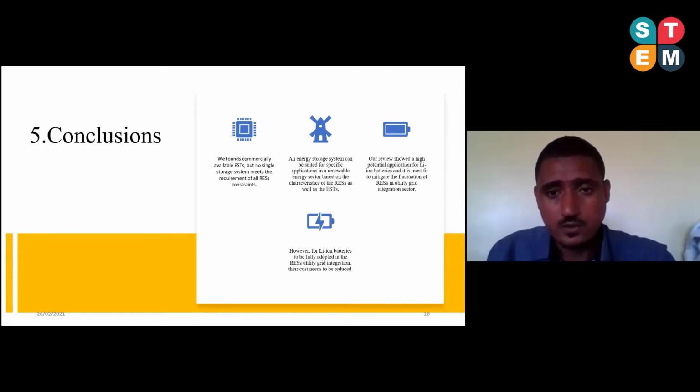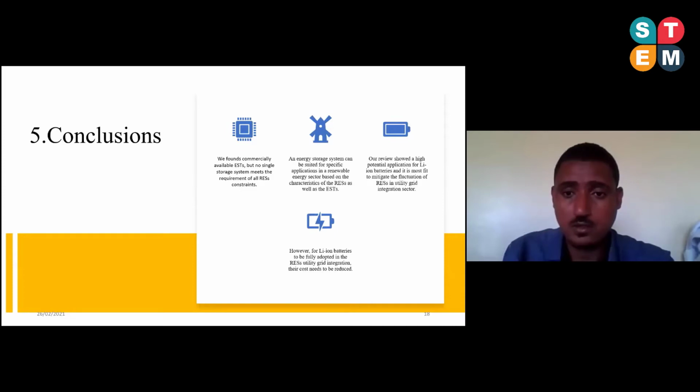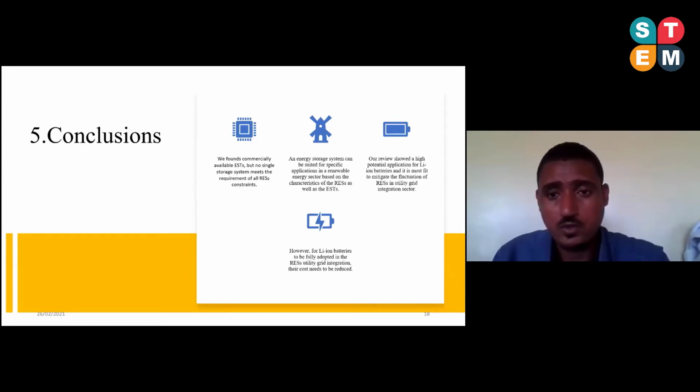The other conclusion is that an energy storage system can be suited for a specific application in the renewable energy sector based on the characteristics of the renewable energy source as well as the energy storage technology. So to select the exact suited type of energy storage technology, we have to first study the characteristics of the application area as well as the energy storage technology. By doing this, we can select the appropriate type of energy storage technology for renewable resource grid integration applications.